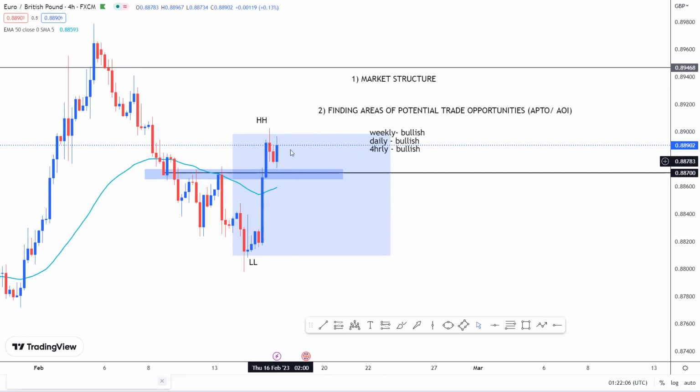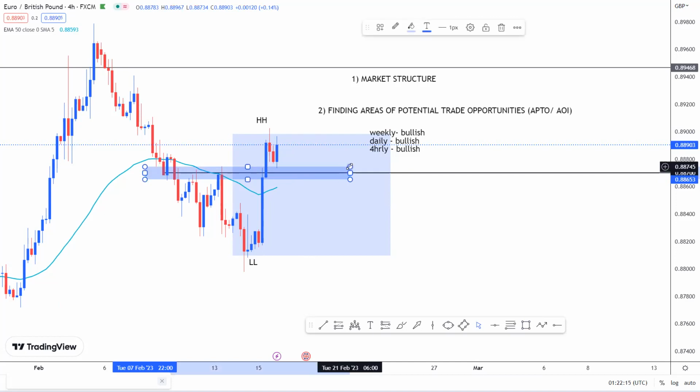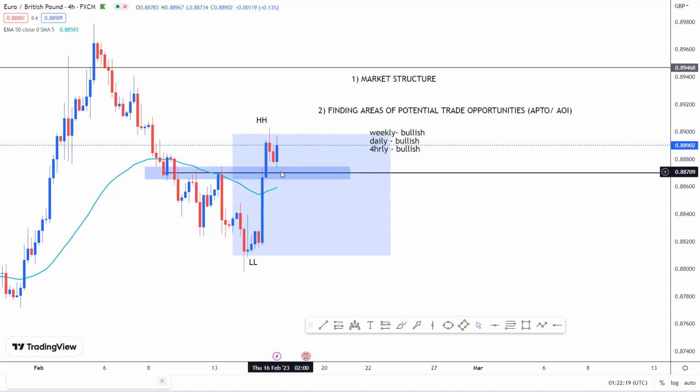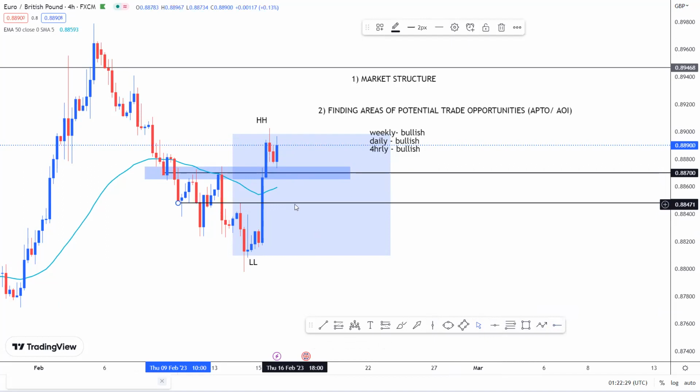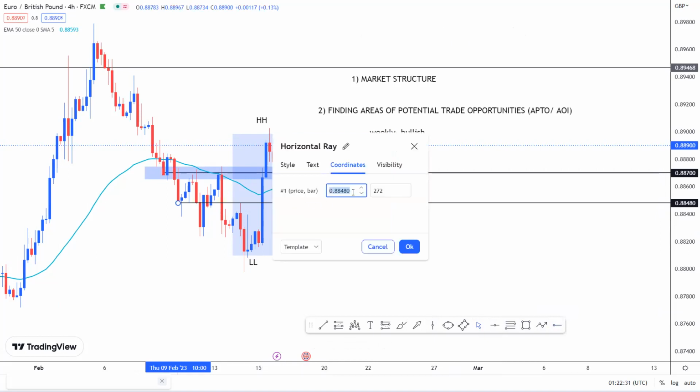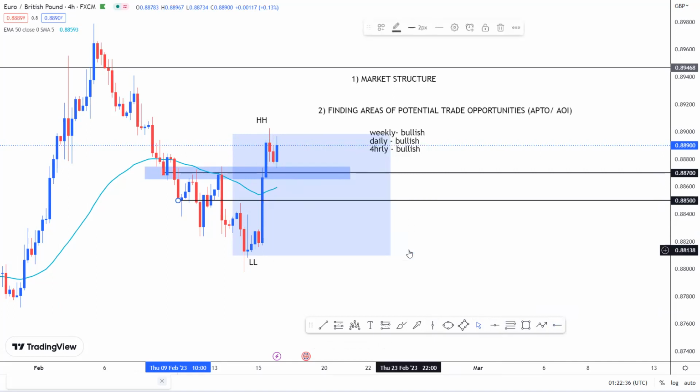And because we're now above the level, at the retest of the level, we're expecting the level to act as support. So this is a point of interest for potential buying opportunities. And then also we have 88,500 as another point of interest to consider for potential buying opportunities.